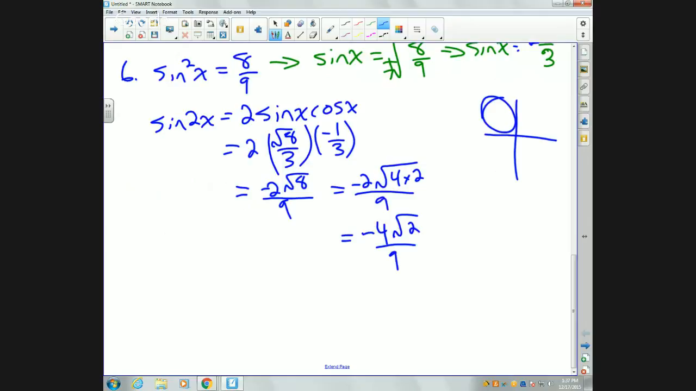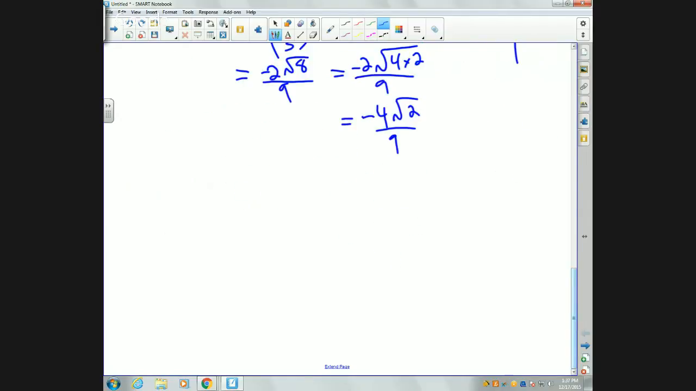All right, a couple identities. I don't know if I'll do all of them from start to finish, but I can give you a little bit to get started.